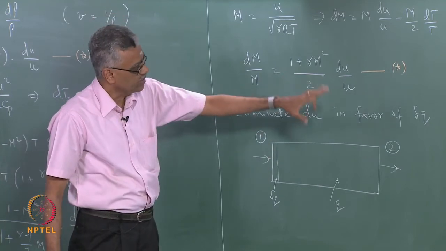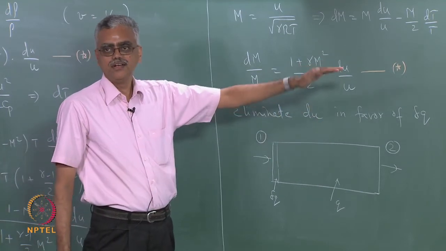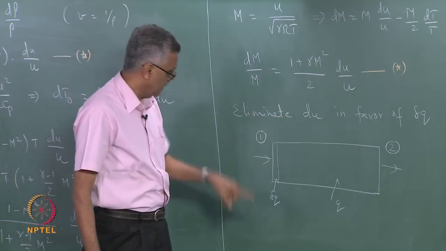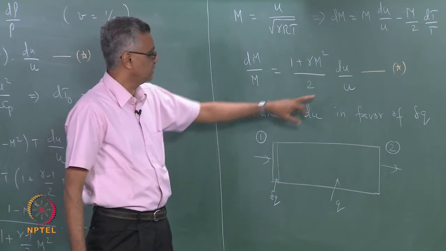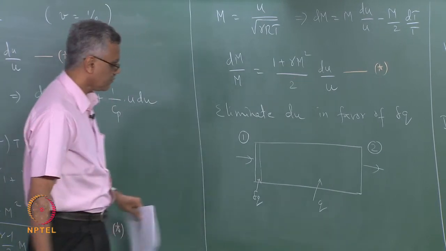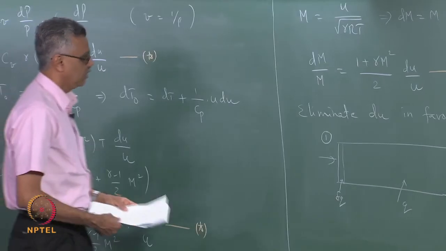But I already have equations that tell me the change. I have d rho, I have dP, dT, and so on. Okay? I just want to relate those changes to delta Q rather than du. That is what we are looking for. Now let us see how we do this.